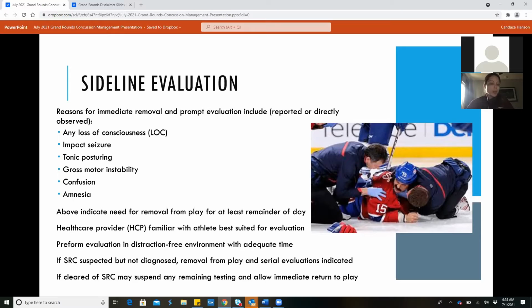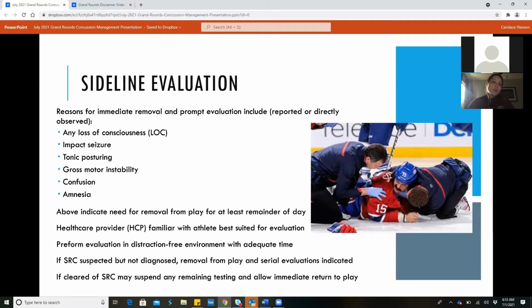So I'm sure most of us or all of us have seen those athletes that either go to the wrong sideline, are going to the wrong side, offense, defense, are going around in circles, don't know where they're supposed to be, just look confused. Those are some of the things we need to be looking for. Absolutely. So like I said, the above indicate removal from play, at least for the remainder of the day.